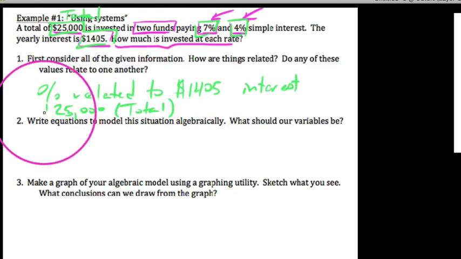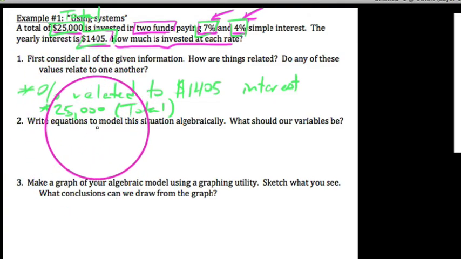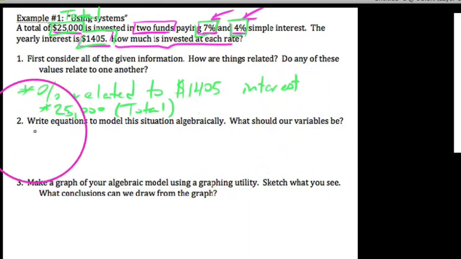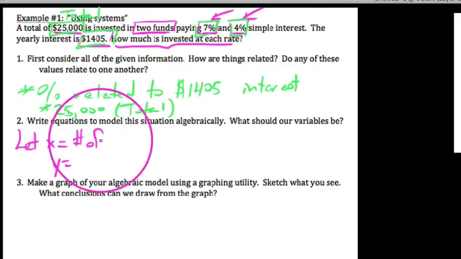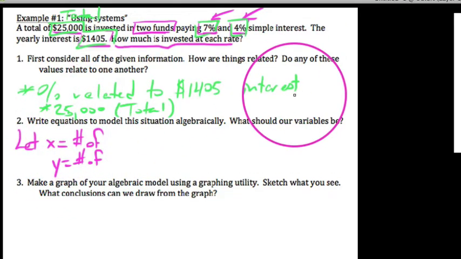Okay, so now, can we write some equations to model this situation algebraically, and what should our variables be? When you talk about an application problem especially, we always have to start by defining what our variables are. So we're going to go ahead and define them here. I want to make a note of something here. You should always write "number of" for each quantity. These have to represent numbers.